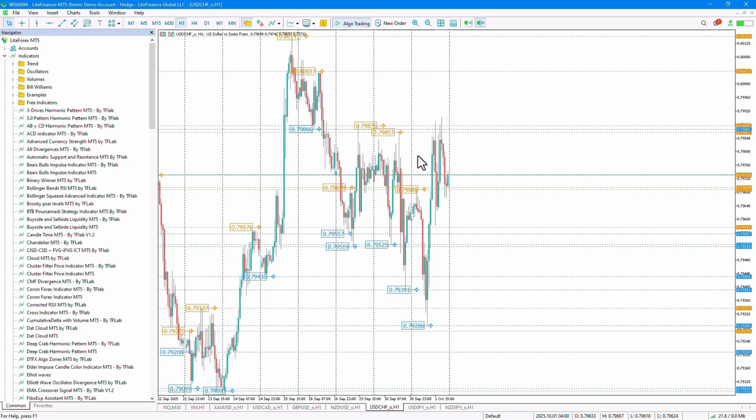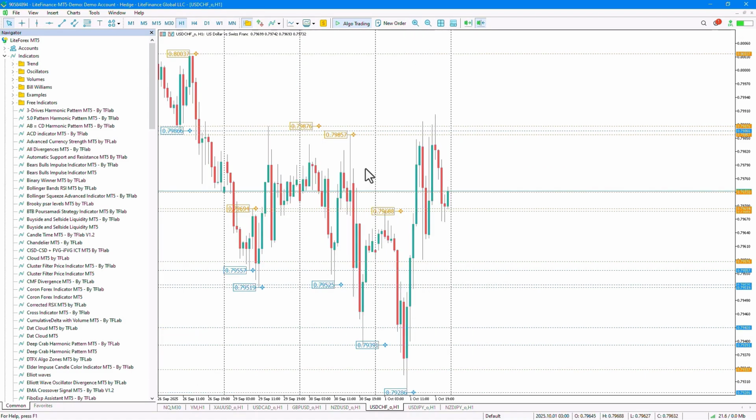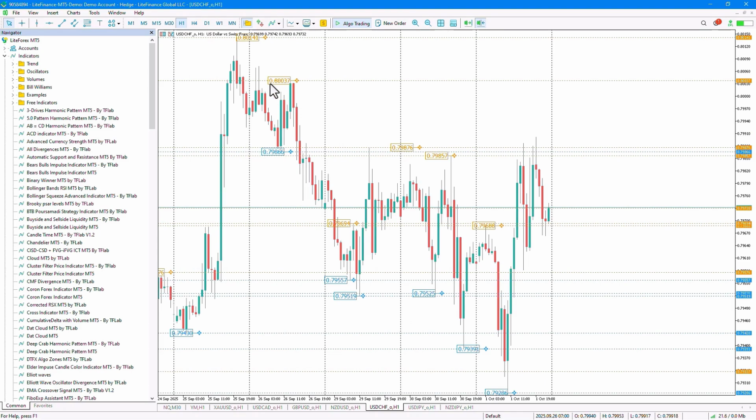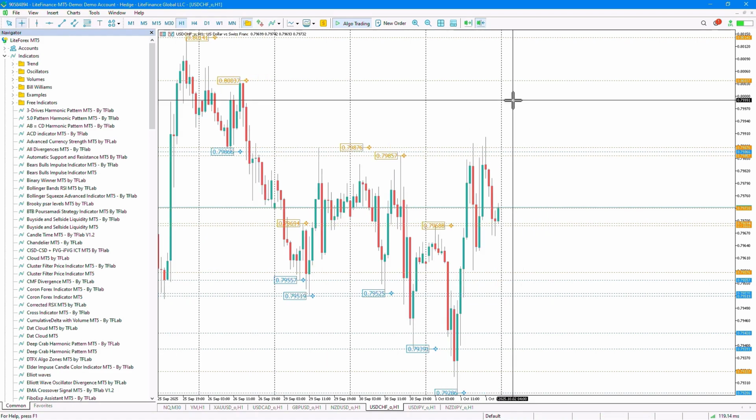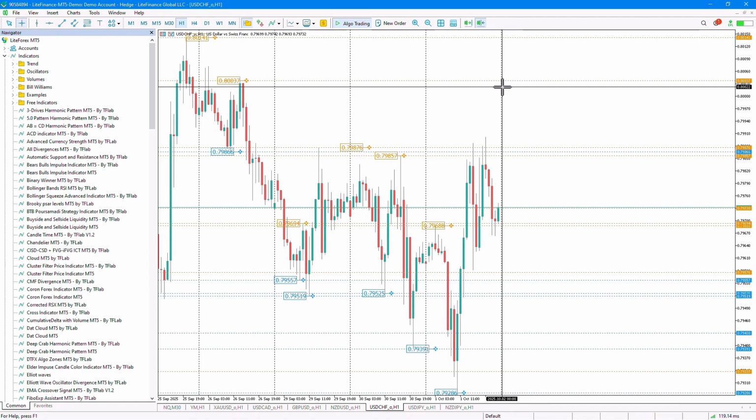The Brooky Parabolic SAR Levels Indicator is a very special and practical analytical tool that, by utilizing the standard Parabolic SAR indicator, displays the support levels in blue and the resistance levels in orange directly on the chart. Based on these identified levels, we can set strategic limit orders or protective stop orders. For instance, consider this example.